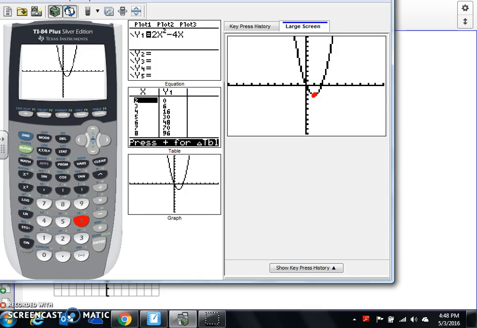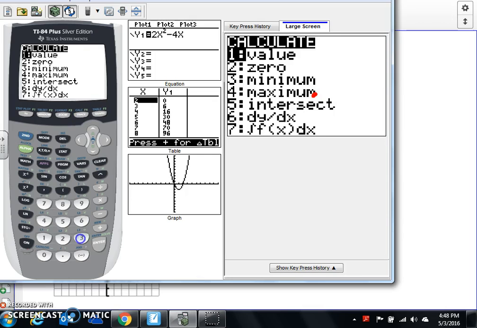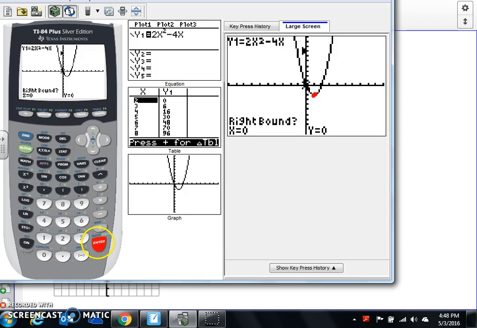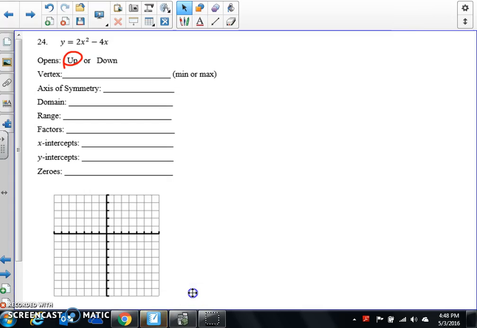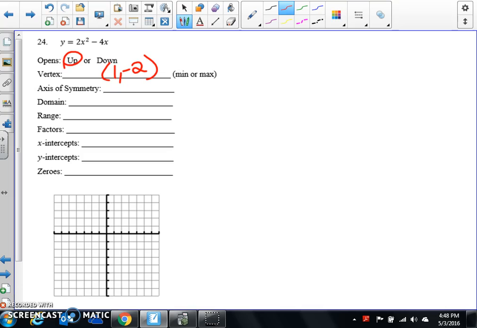Just to make sure it's smiling, so we know little Miss Minnie is always smiling. We go to the left of the vertex. We go to the right of the vertex. And sure enough, we round to the nearest whole integer, which would be 1, negative 2. So our vertex is 1, negative 2. Our axis of symmetry is an x equals equation. And since our vertex is 1, we know it has to go through that. So x equals 1. The domain for every parabola is x for all real numbers. Our range, we say y for all y.